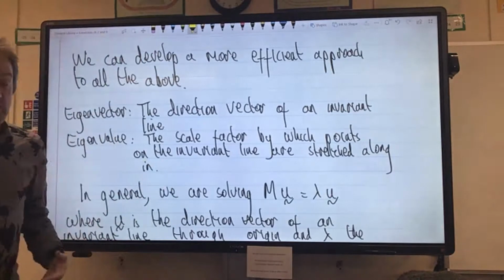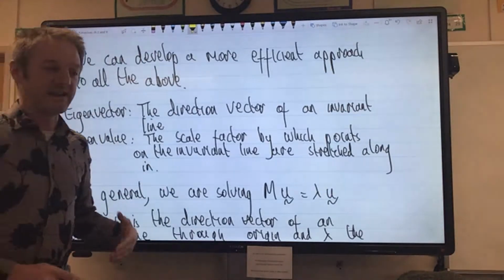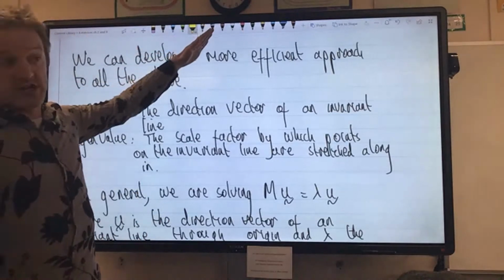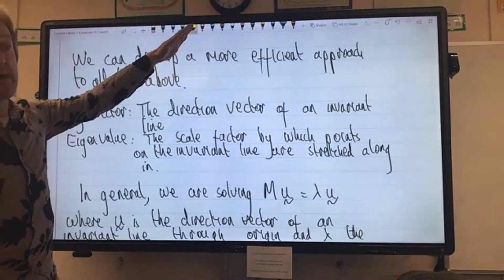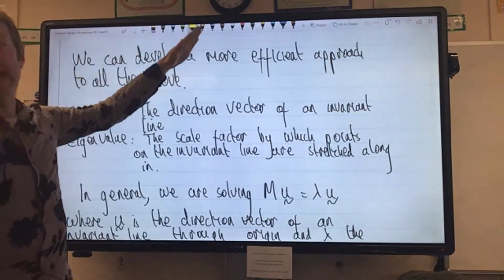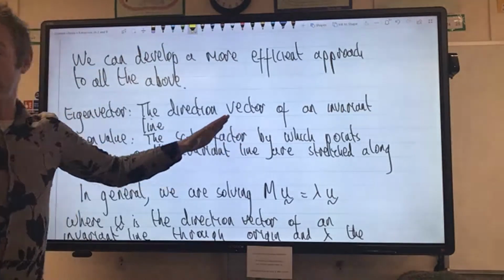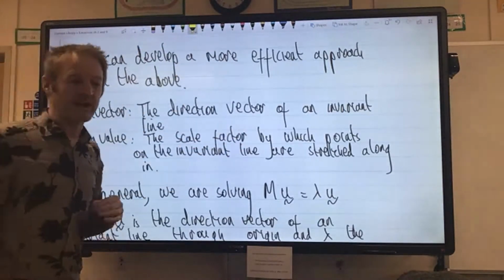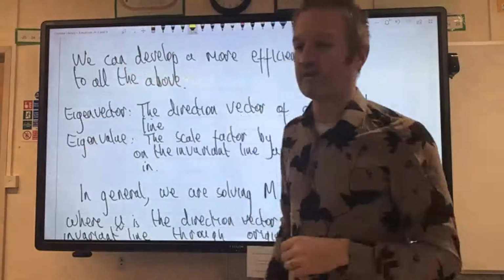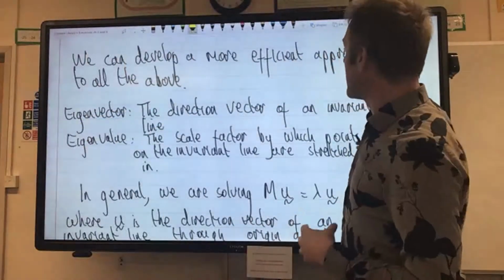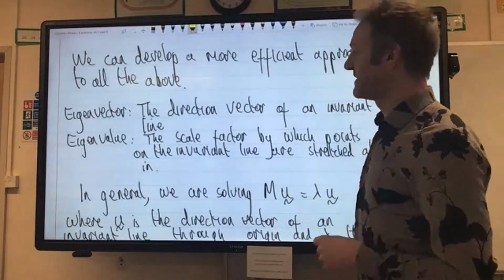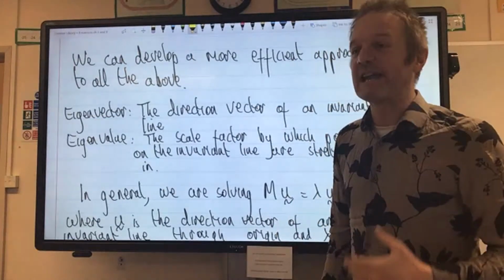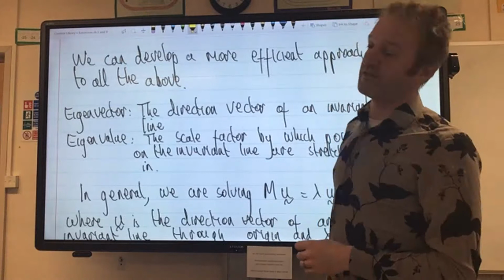And it's useful to note that this business about parallelism is important here. If a line not through the origin is invariant, it must also be that the same line going through the origin, translated to go through the origin, will also be invariant because parallelism is preserved. So we can state here that the eigenvector, the direction vector of an invariant line, is the same as saying it's the direction vector of any line through the origin that is invariant.